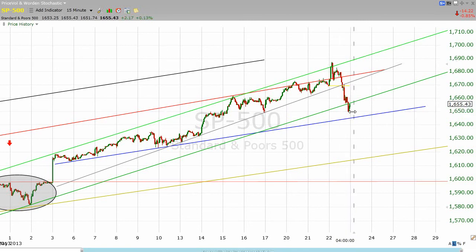So again, just to reiterate, this could get saved, could get back into our channel. If not, then look for a bounce on the blue line here, and if that doesn't happen, then I would say it's going to come on down to the 1620s or the mid-16 teens.